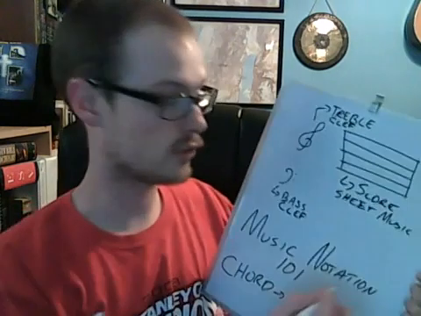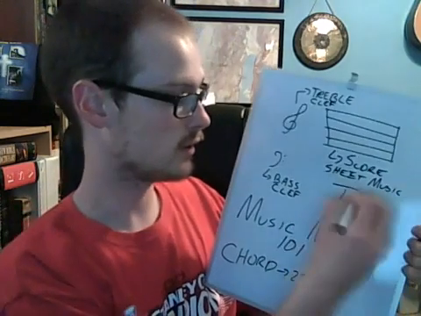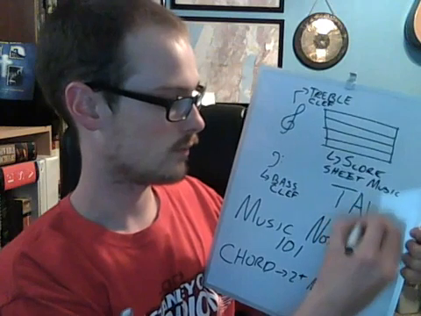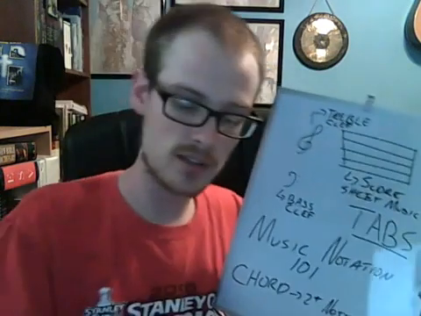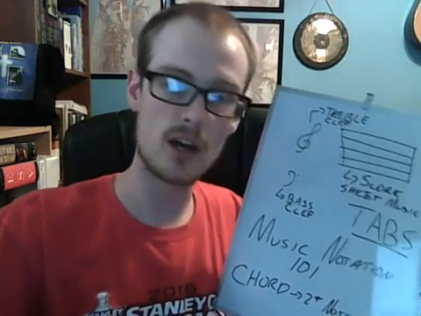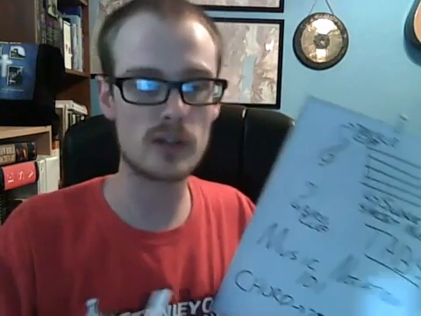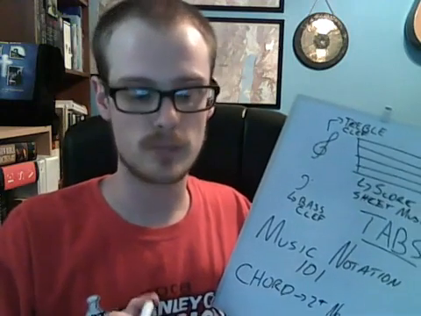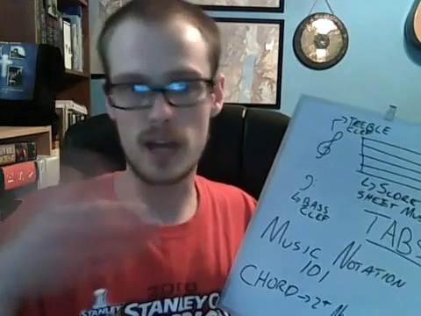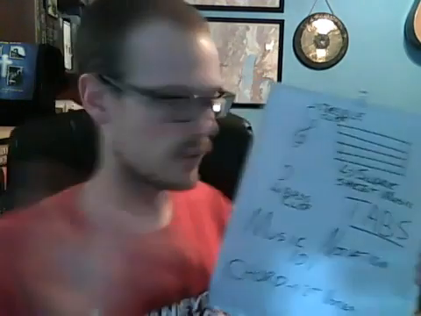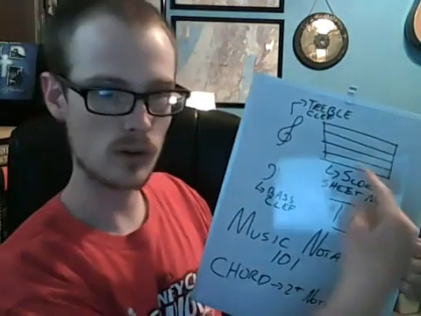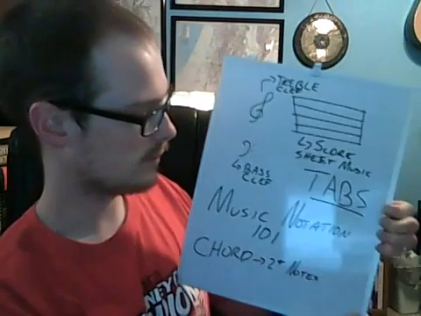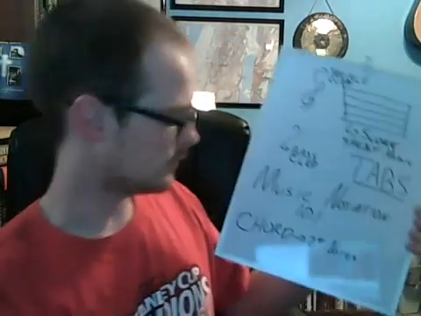Later on, we'll get into what's called tabs, and all that a tab is, is another way of writing down music. It's a simpler way. You don't have to really worry about timing out notes and different things like that. We'll get into that later. So this is a treble clef and this is a bass clef. This is a score, also called the sheet music. And this is what's called music notation.